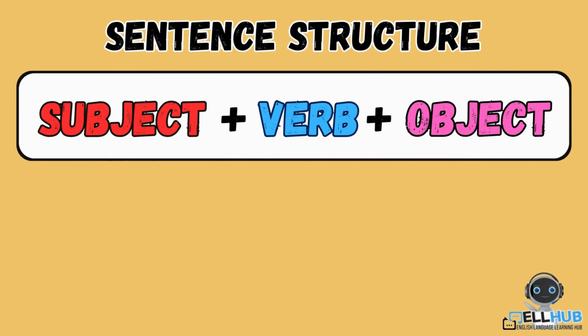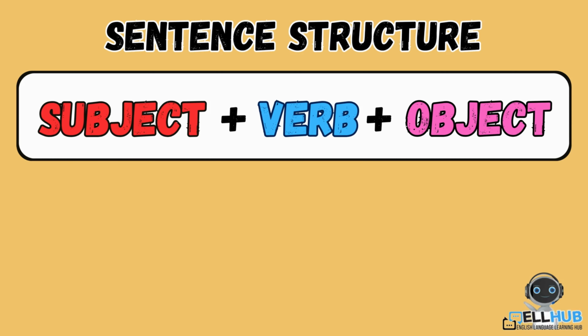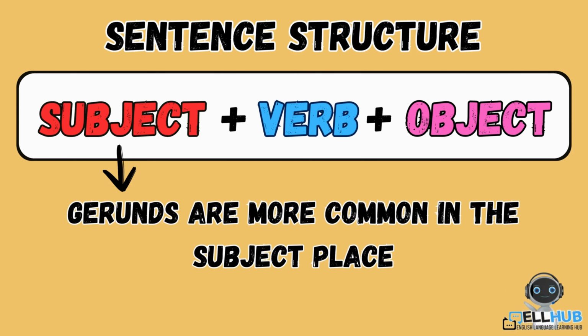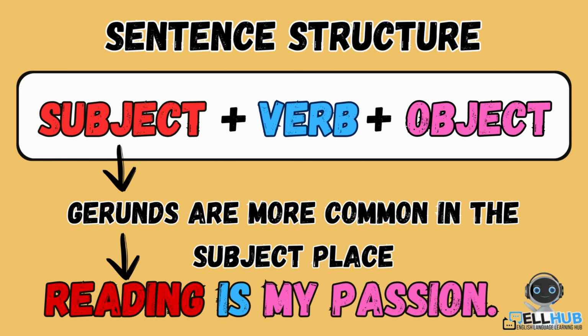While both gerunds and infinitives can come at the beginning of a sentence as a subject, gerunds are more commonly used in the subject place in everyday conversation, making them sound natural and casual. For example, reading is my passion. In contrast, infinitives can sound more formal or philosophical when used in this position, so in daily talk, you'll often encounter gerunds starting sentences.